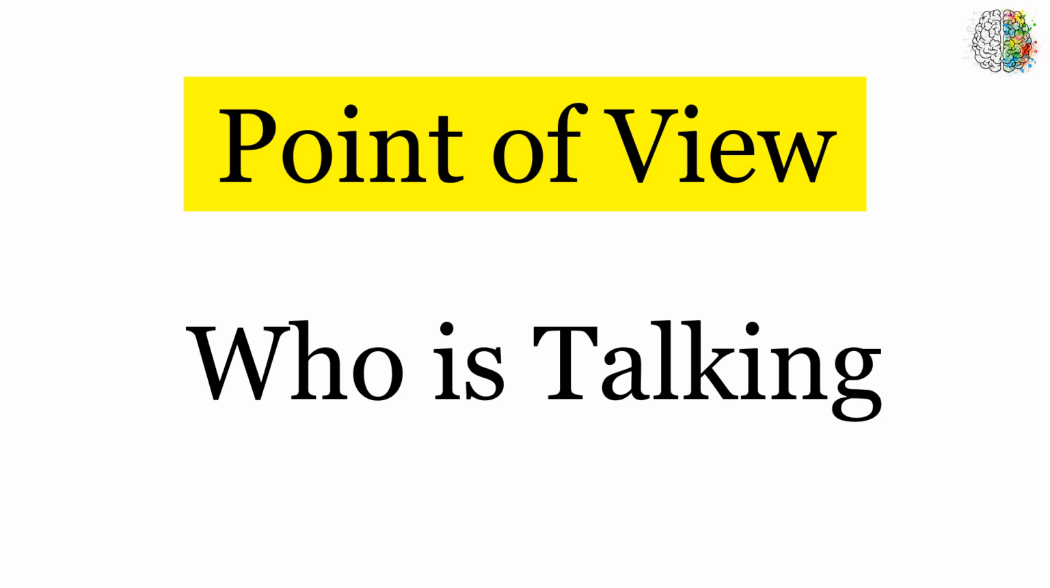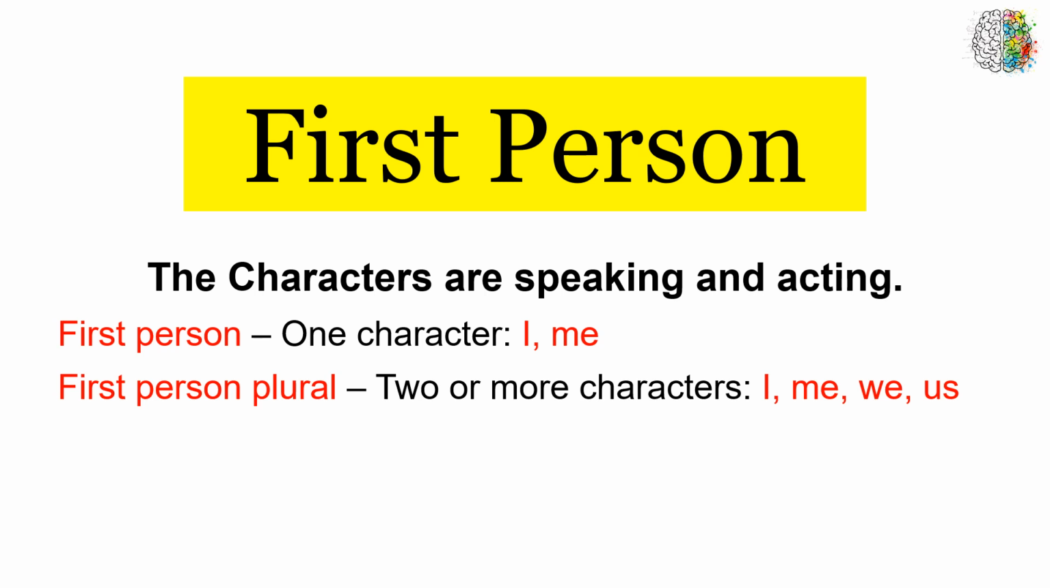Questions about point of view are asking you questions about who is talking, and we can identify who is talking by looking at the pronouns. First person is when the characters are speaking and acting. First person is one character, and we can identify that through the pronouns I and me. First person plural is when two or more characters are speaking, and we can identify that through the pronouns I, me, we, and us.